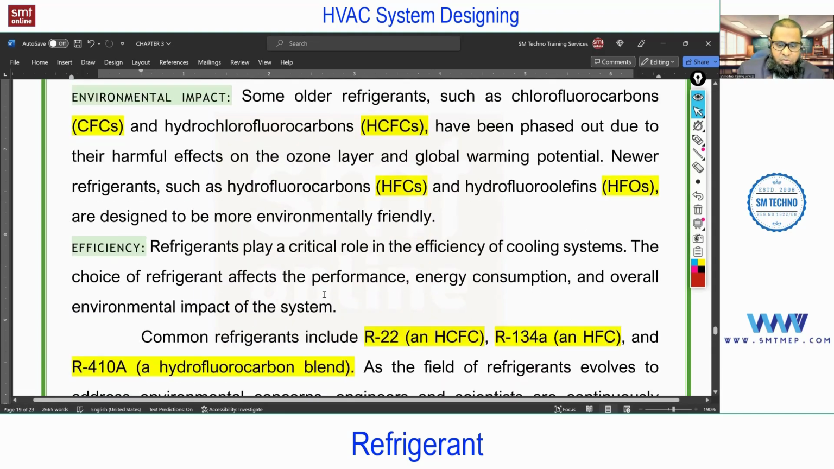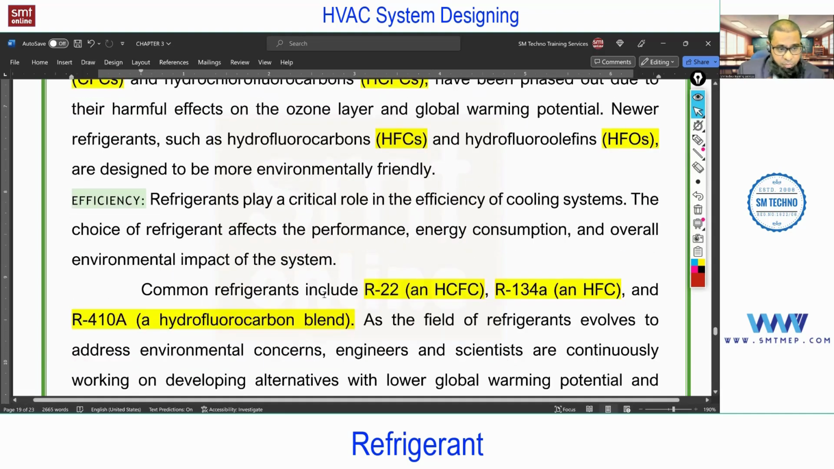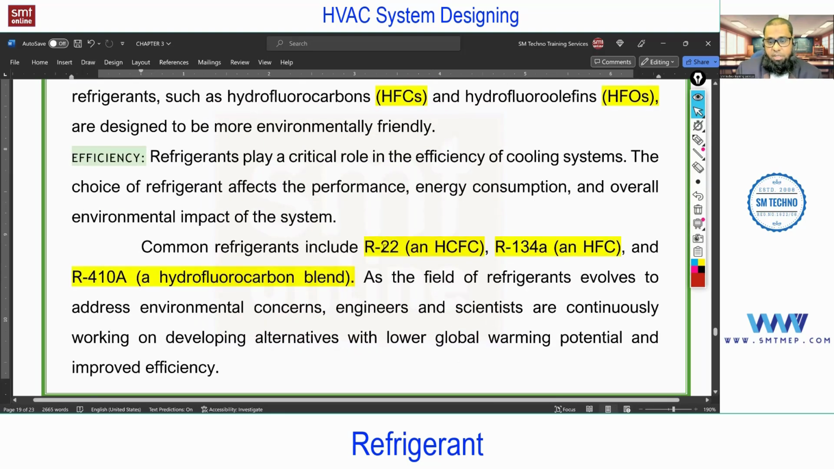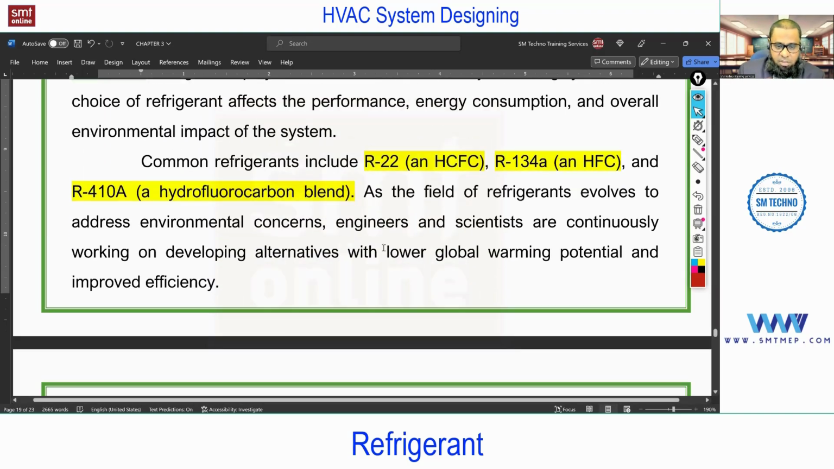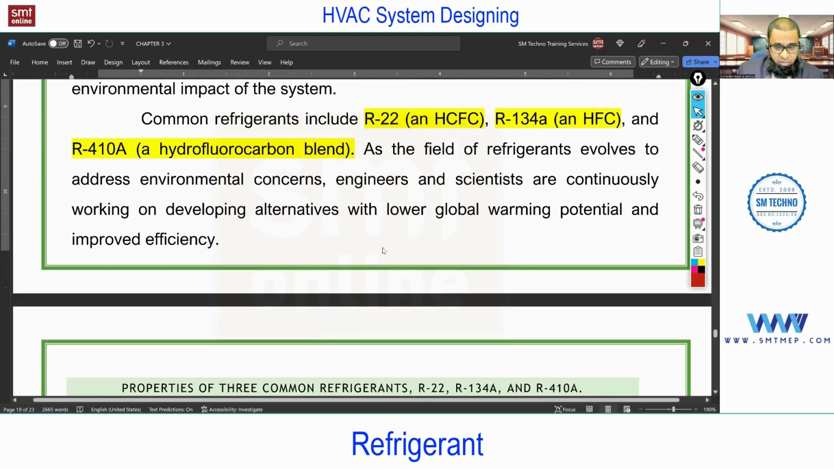So finally, the conclusion for refrigerants from an interview point of view: R22, HCFC; R134A, HFC; R410A, again this is also HFC. And some properties have also been given on the next page in the form of a table.